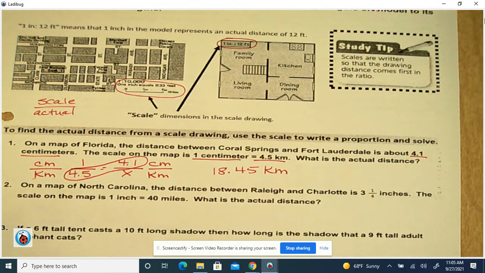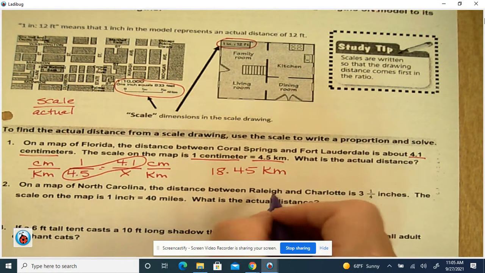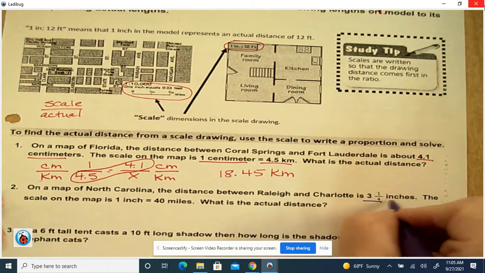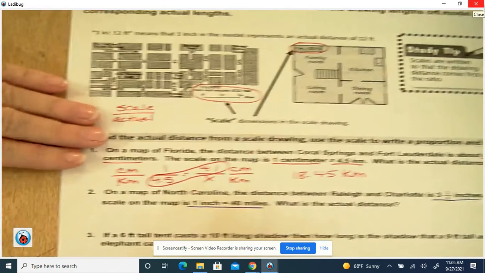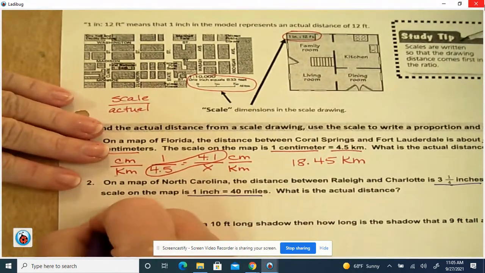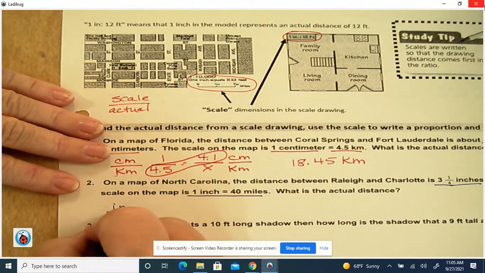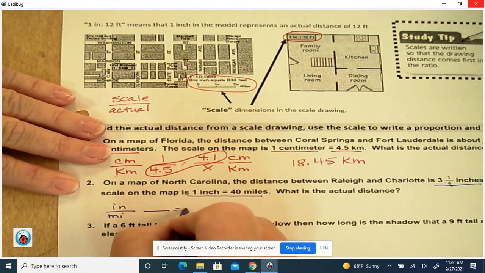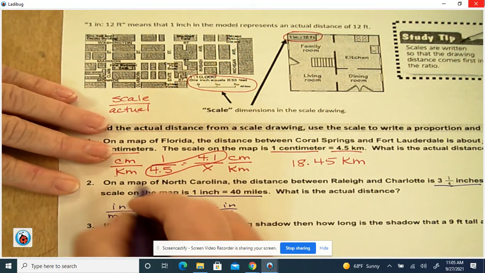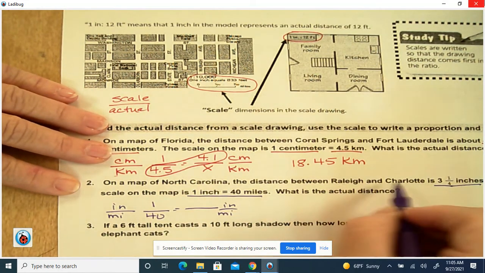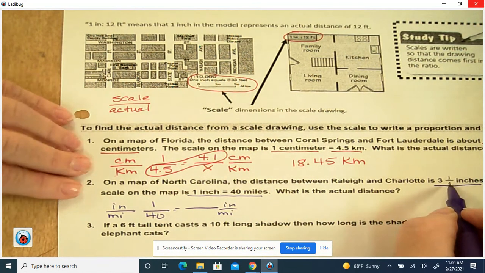On the map of North Carolina, the distance between Raleigh and Charlotte is 3 1/4 inches. The scale on the map is 1 inch equals 40 miles. So we would set our twins up using the scale, which is inch over miles and inch over miles. So we've got 1 inch is 40 miles. And on the map between Raleigh and Charlotte is 3 1/4.